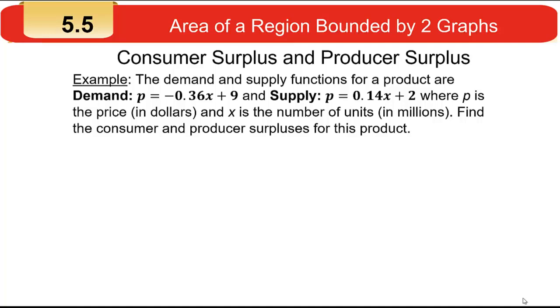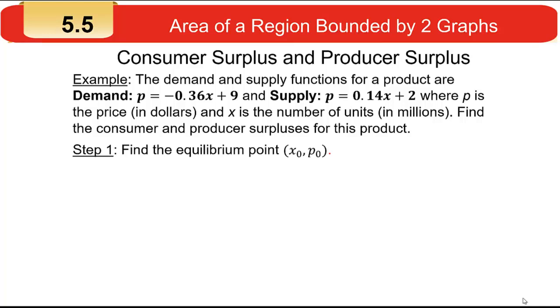So the X is like the X coordinate of a point, and the P is like the Y coordinate of the point. Find the consumer and producer surpluses for this product. Either way, consumer first, producer first, it doesn't matter. You're going to need the equilibrium point for either one. So you might as well take that as your first step.